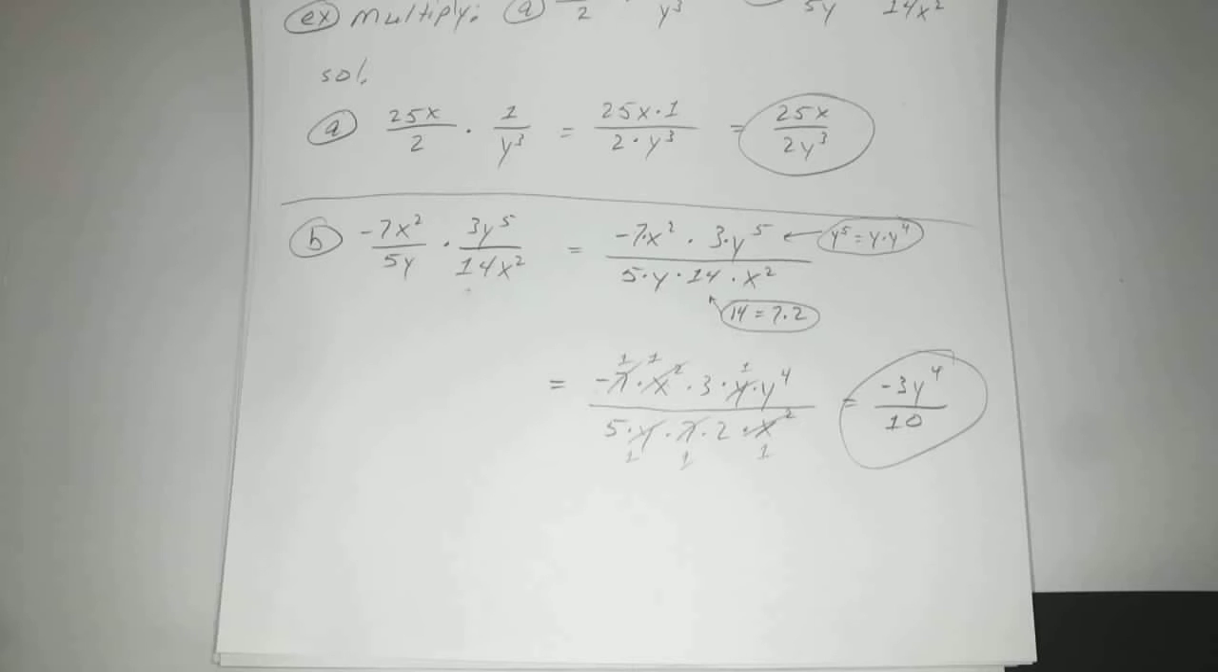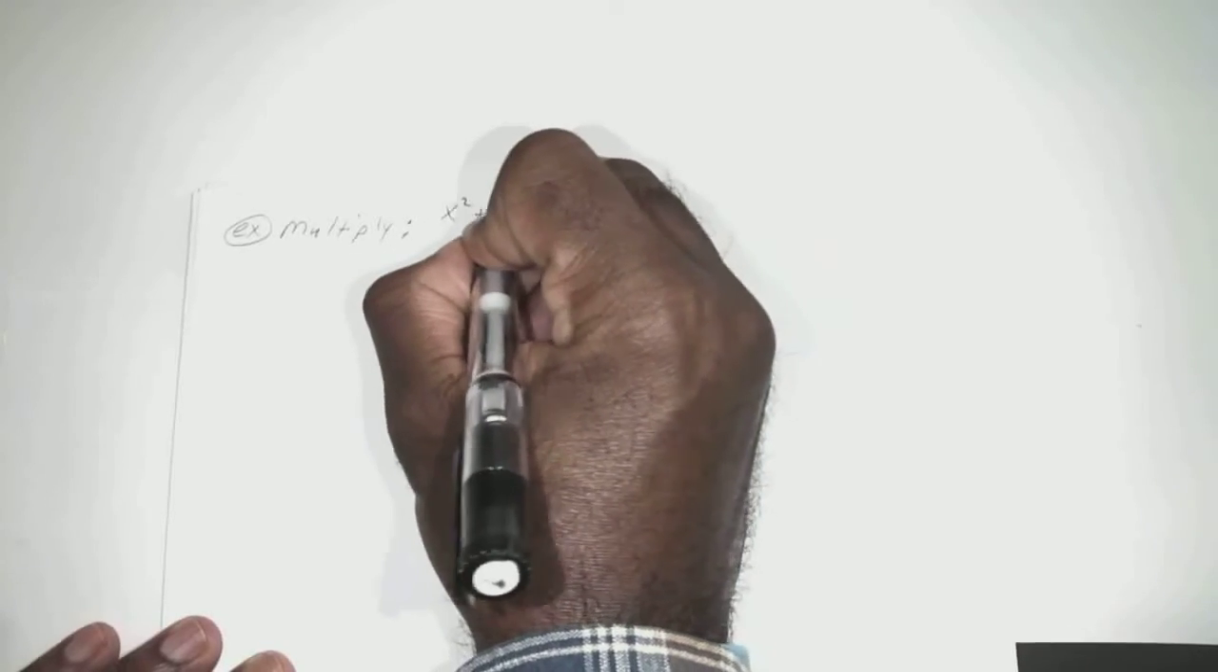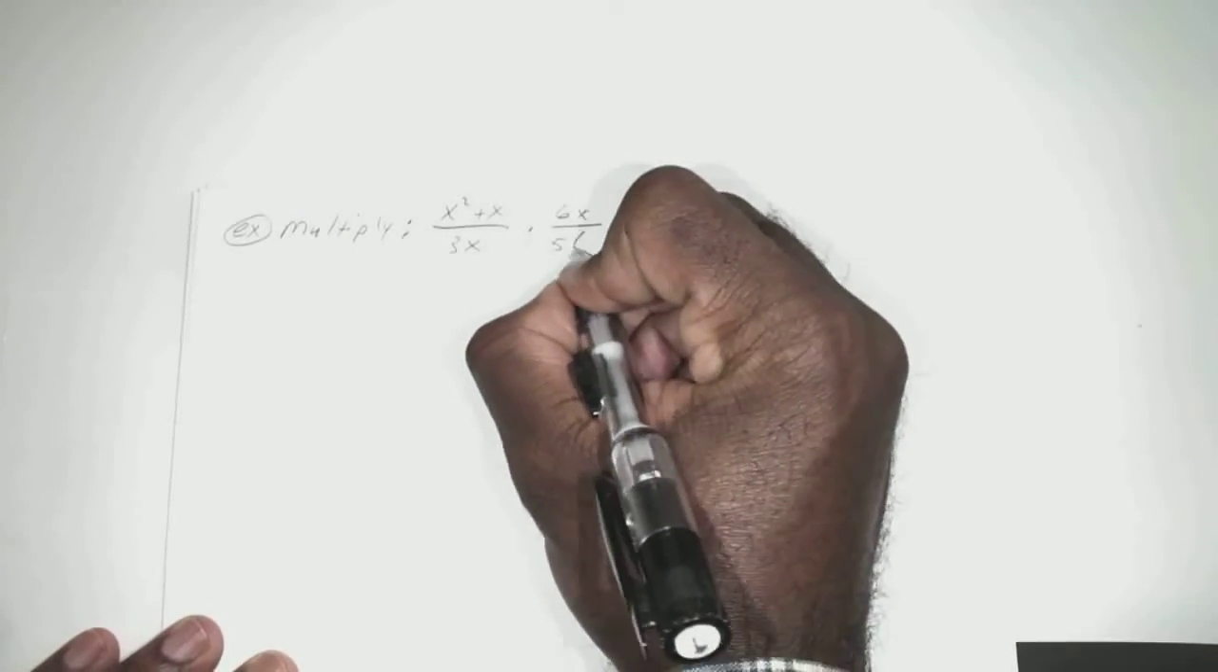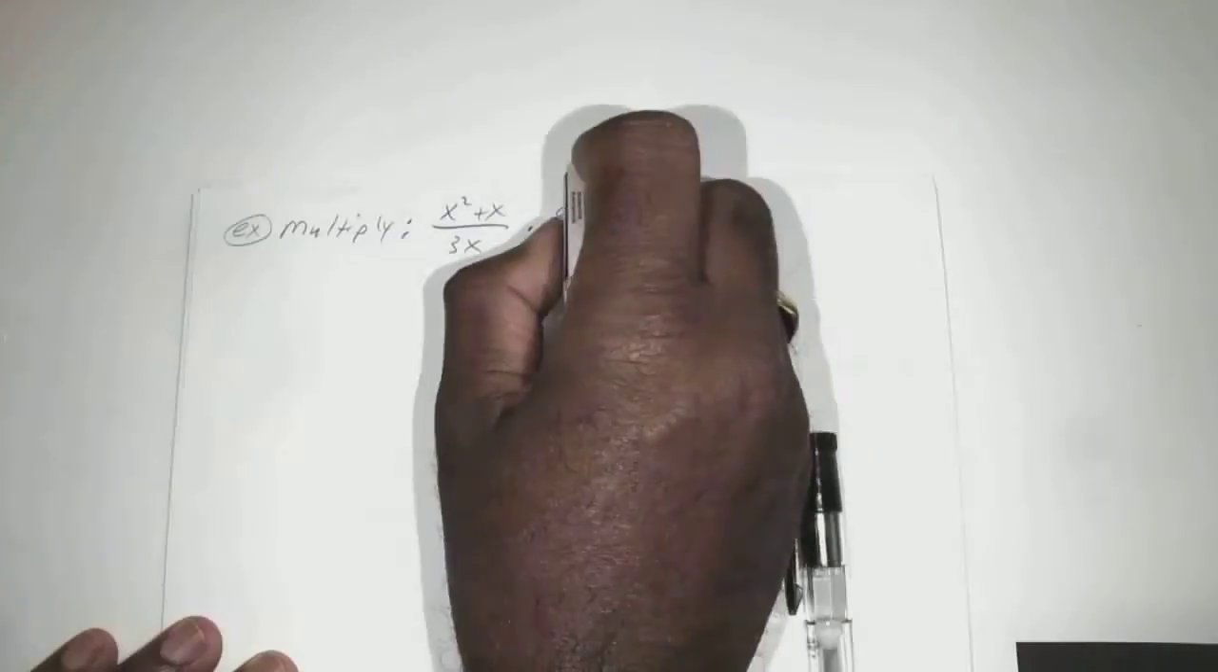All right, so for our next example, let's say if we wanted to multiply x squared plus x over 3x times 6x over 5x plus 5.